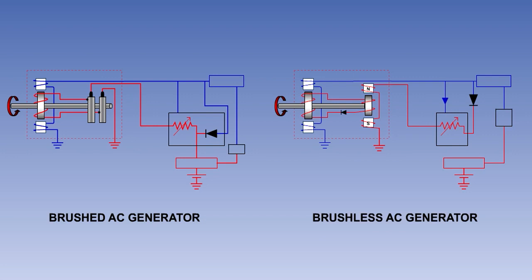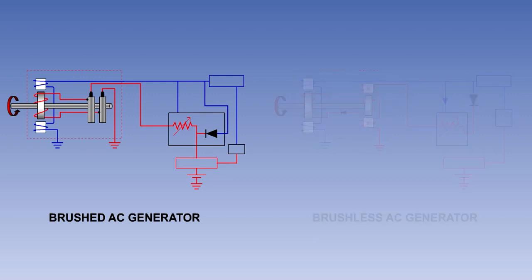In this lesson, we will look at these two types of AC generator, and we will also examine the various methods used to control frequency in AC generation systems. We will begin by looking at brushed AC generators.